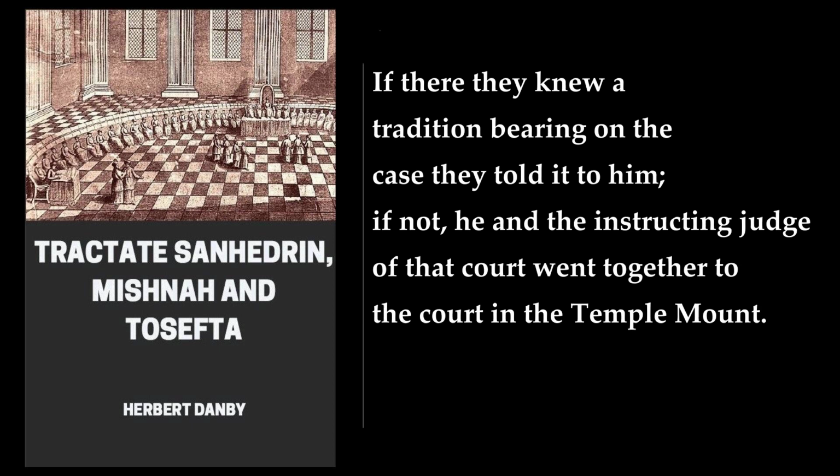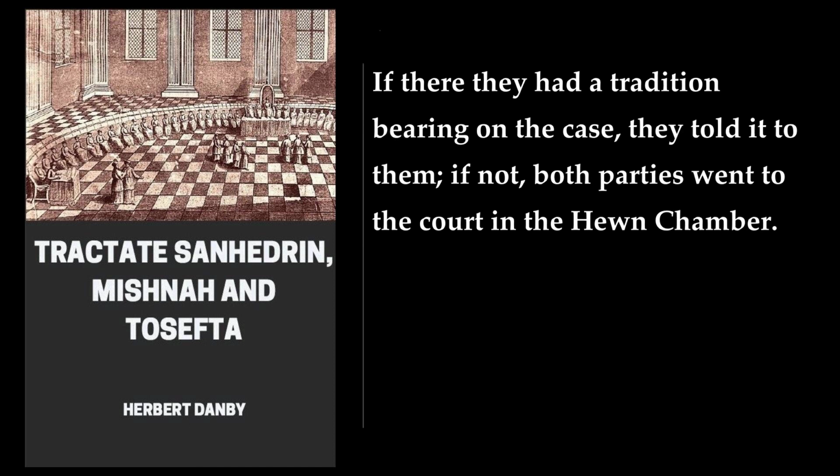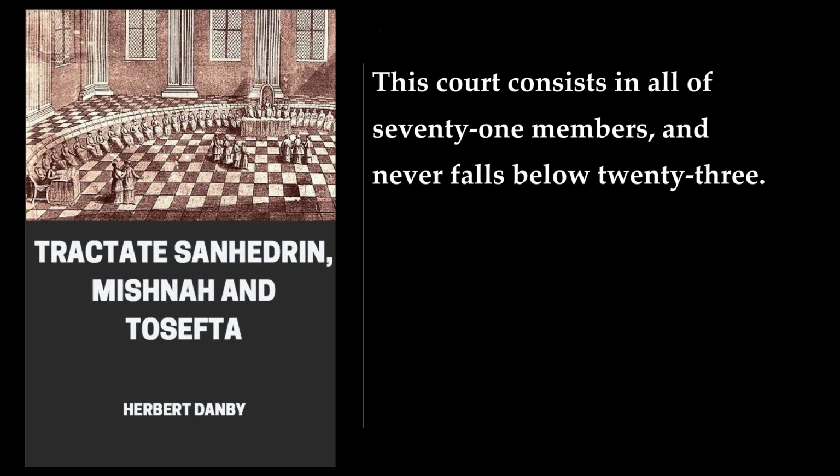If there they knew a tradition bearing on the case they told it to him. If not, he and the instructing judge of that court went together to the court in the Temple Mount. If there they knew a tradition bearing on the case, they told it to them. If not, they and the instructing judge went to the court in the chamber of the temple wall. If there they had a tradition bearing on the case, they told it to them; if not, both parties went to the court in the hewn chamber. This court consists in all of 71 members, and never falls below 23.